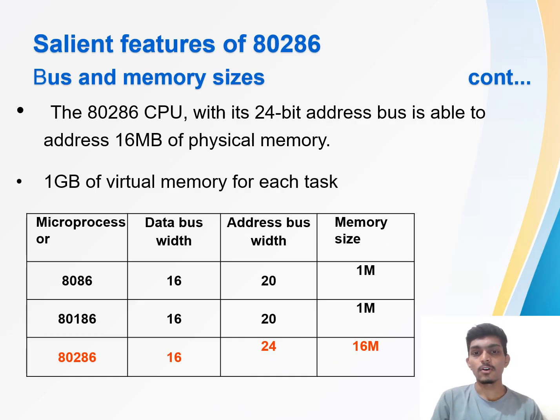Bus and memory size of the 80286 microprocessor. The 80286 CPU with a 24-bit address bus is able to address 16 MB of physical memory, and 1 GB of virtual memory for each task. As you can see in the table, the 8086 microprocessor has a data bus width of 16, address bus width of 20, and the memory size is 1 MB. The 80286 microprocessor has a data bus width of 16, address bus width of 24, and the memory size is 16 MB.